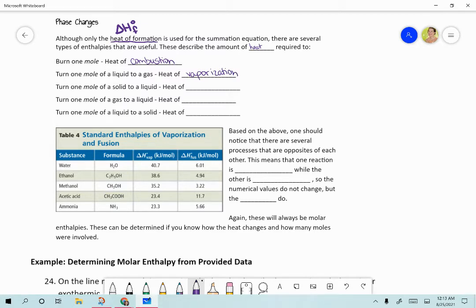When I'm going from 1 mole of a solid to a liquid, I'm going to call that my heat of fusion. When I'm going from 1 mole of a gas to a liquid, which if you notice, these two are opposites of each other, so going from 1 mole of a gas to a liquid is my heat of condensation. And going from 1 mole of a liquid to a solid is my heat of solidification.